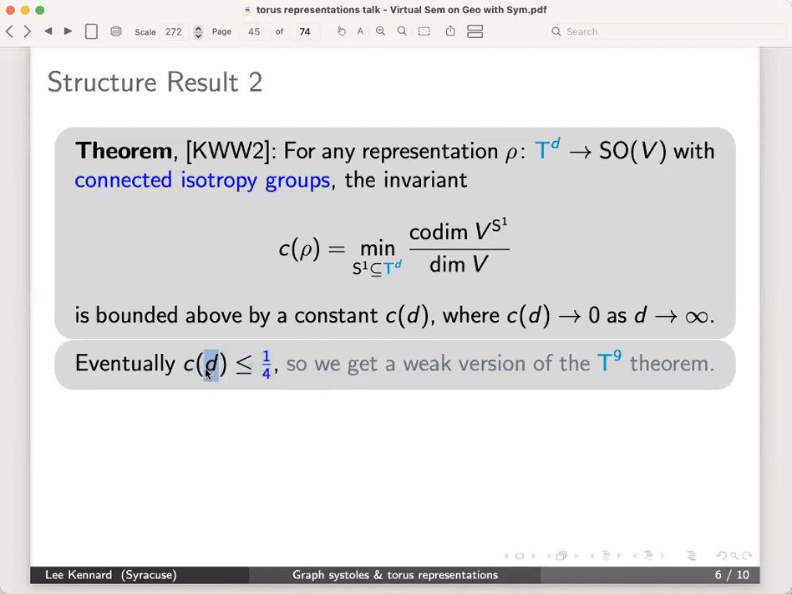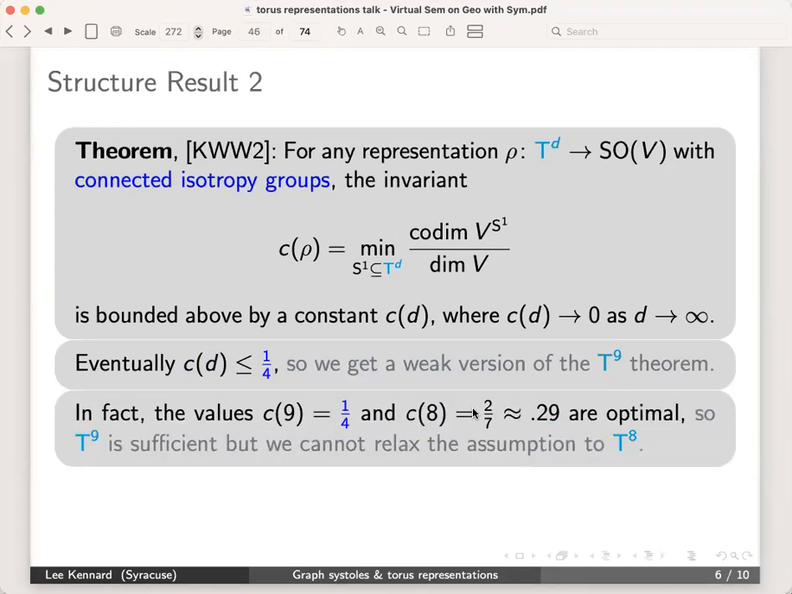And for whatever that constant is, for example, we had estimates long ago showing it was, I don't know, 20 or something. So what this means is for tori of rank 20, there's a weak version of the T9 theorem I mentioned before. Instead of T9, it's T20, but again, independent of the dimension. Okay, but now you can see what we were thinking. Okay, 20 didn't mean anything. Well, what was the d where this hit a quarter?